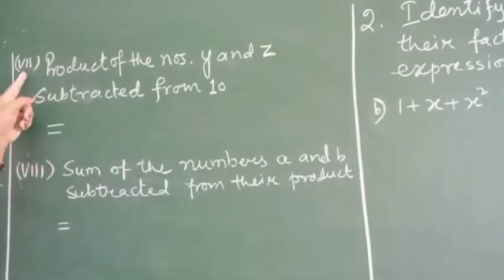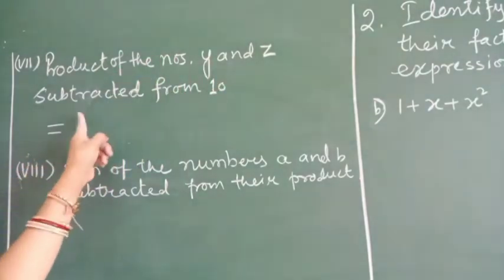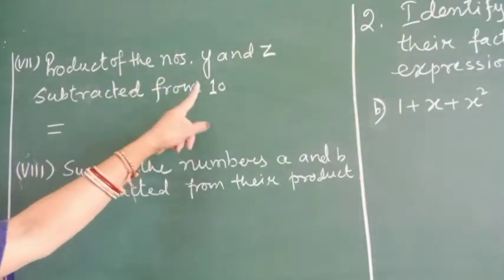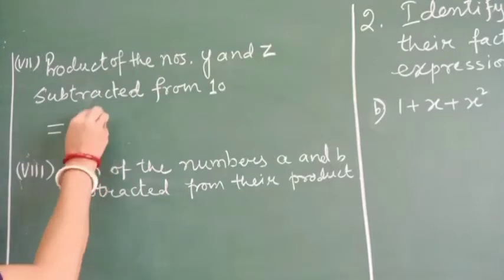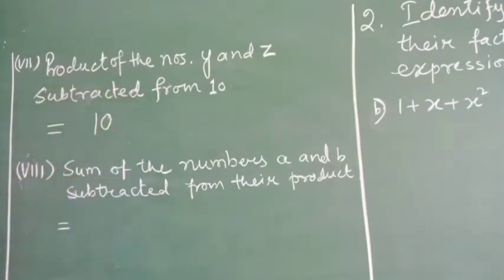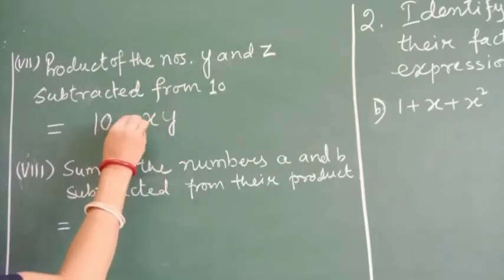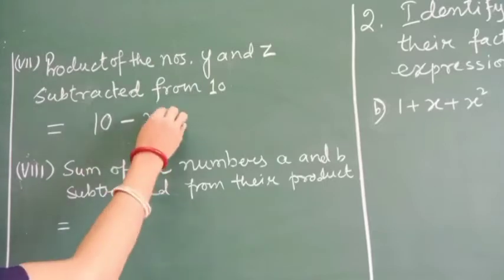Now question number 7. Product of the numbers y and z subtracted from 10. So 10 we have to write in front. What we have to subtract? Product of the numbers.